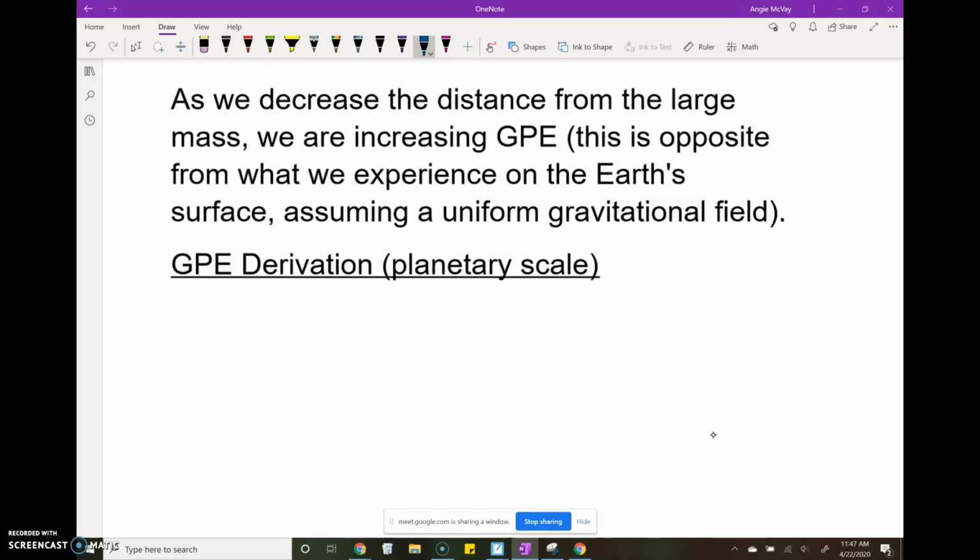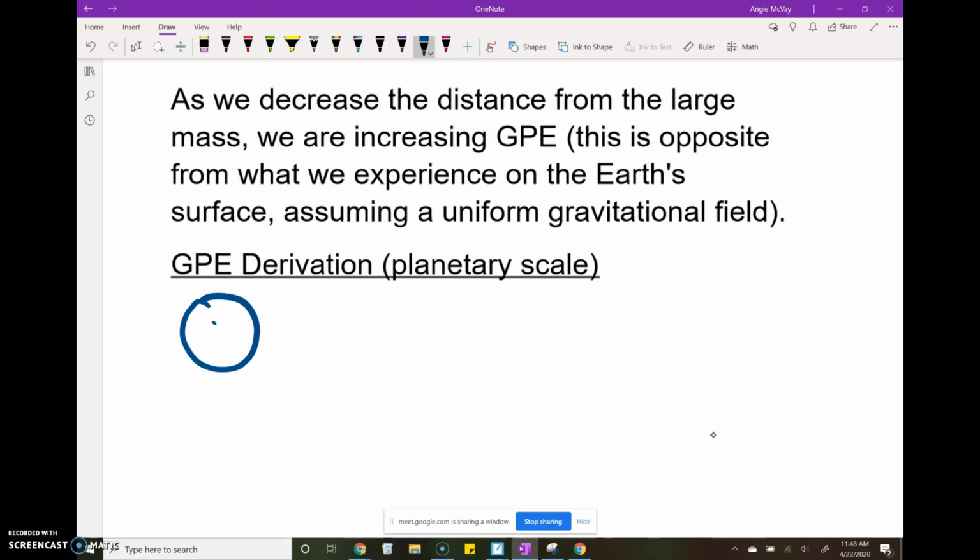Right? The closer we are to the Earth, the more work is being done, the more gravitational potential energy we have, because the force exerted between the mass and the Earth is increasing. Right, so on a planetary scale, we are increasing an object's gravitational potential energy as we get closer and closer to the Earth. Okay, so to show you that that's true, let's derive gravitational potential energy on a planetary scale.